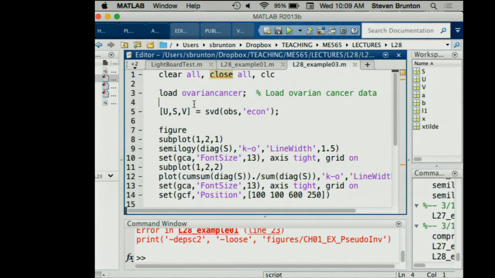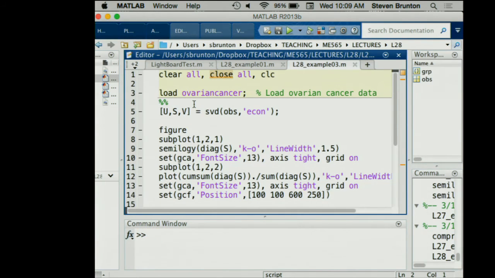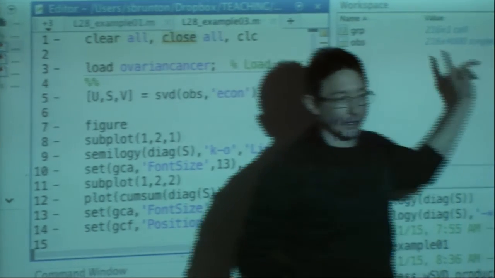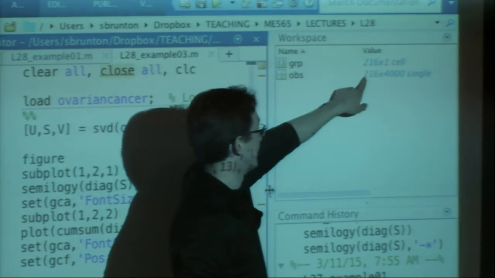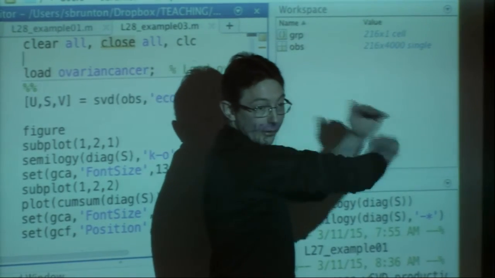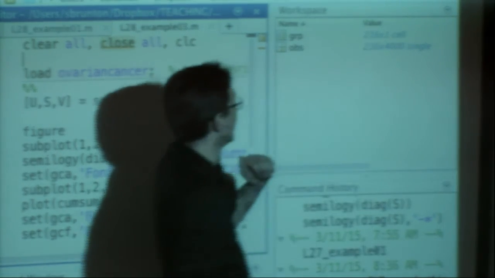Okay, so I told you that some of these are built into MATLAB, which is great. So ovarian cancer is just already pre-built into MATLAB. You can just say load ovarian cancer. And what I get are a big matrix called observations, and this is 216 by 4,000. So this is the PCA way of stacking things. I have 216 patients, 4,000 genes per patient. They're stacked in rows. Okay, all of the genes are stacked in rows.